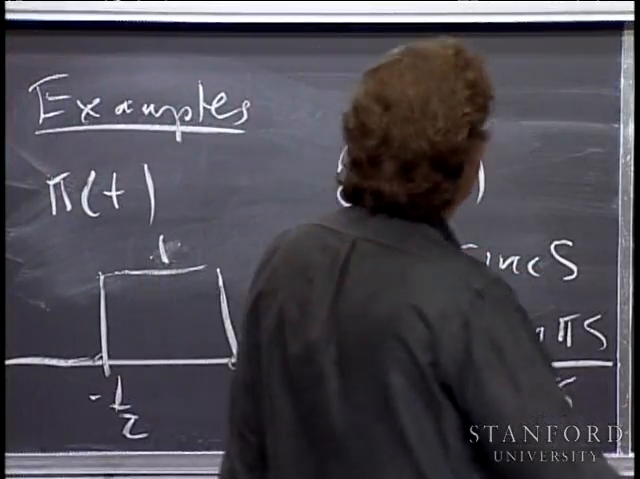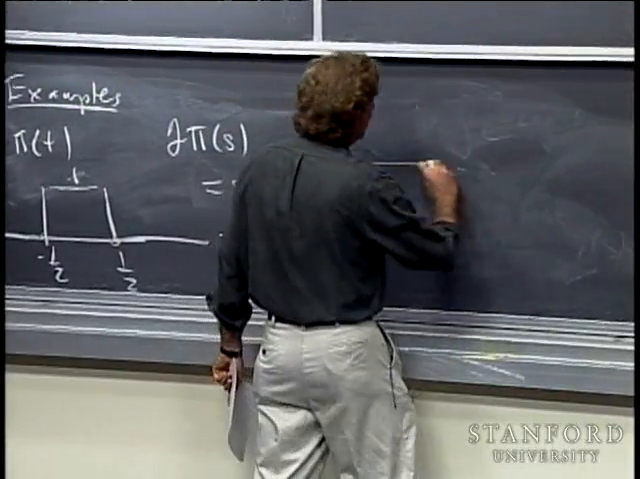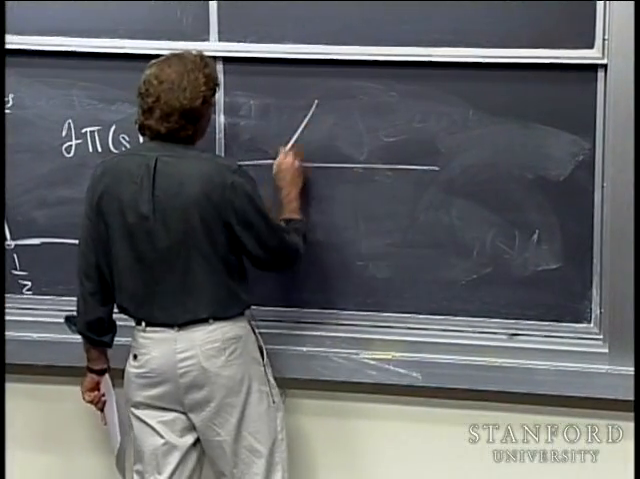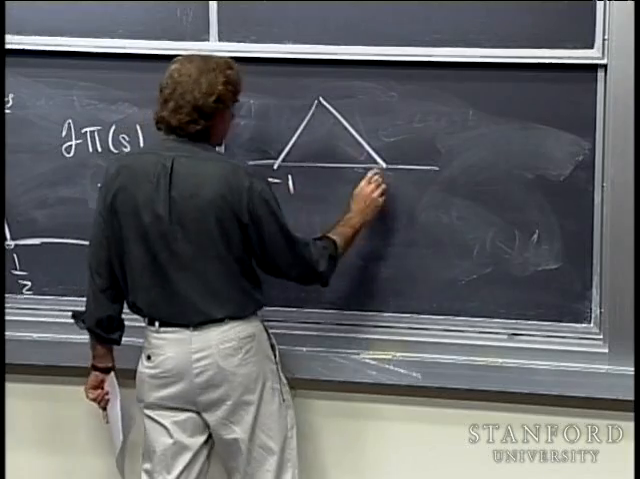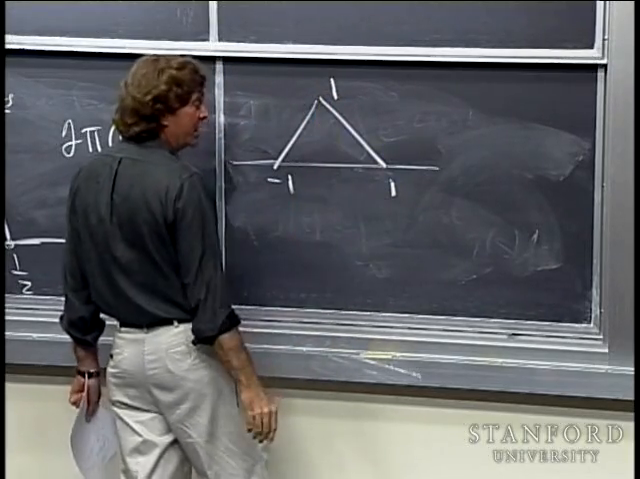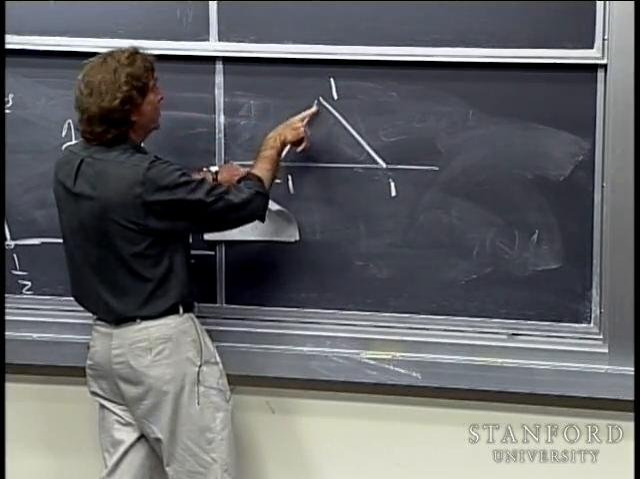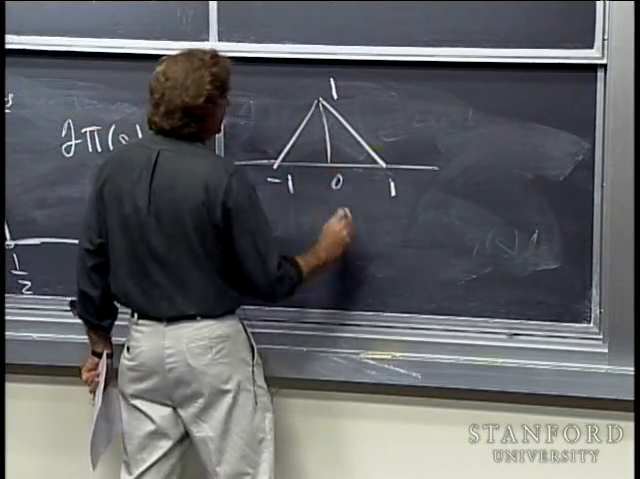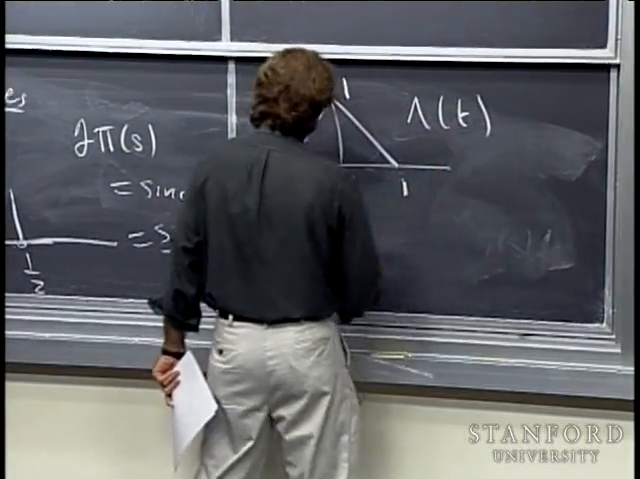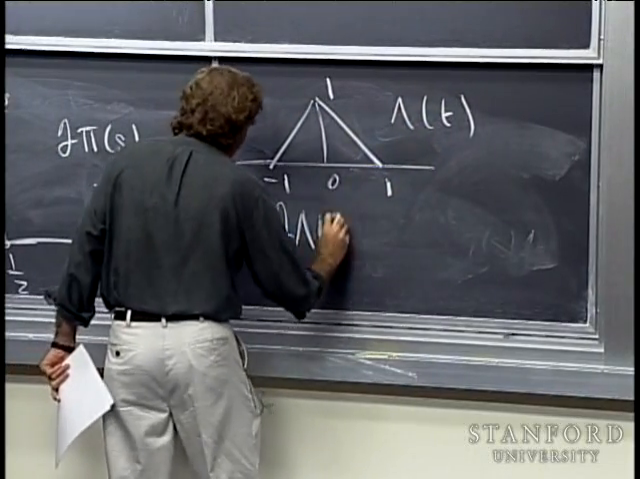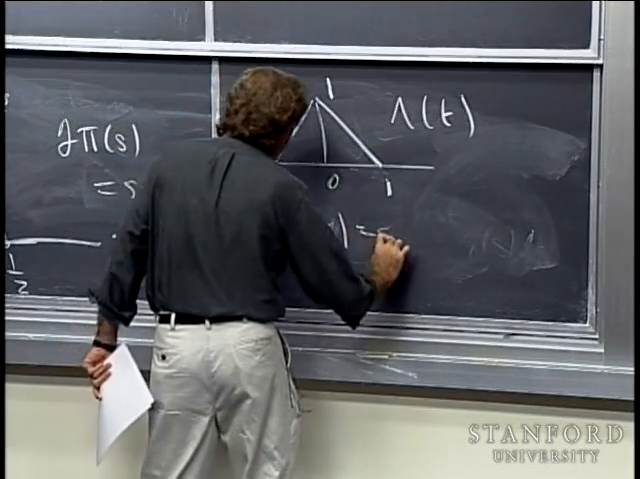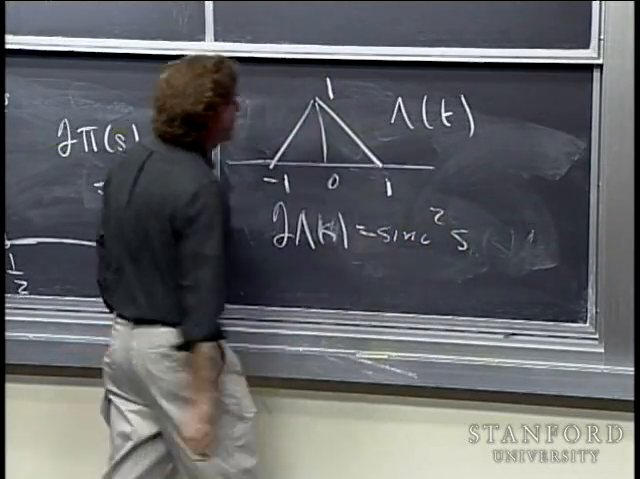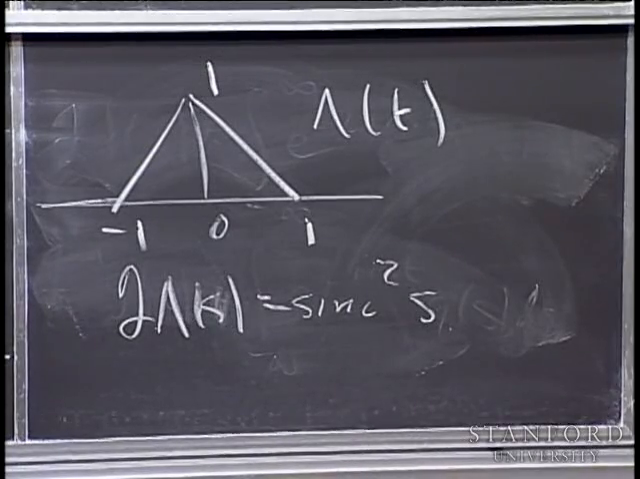The other example that we had, I didn't carry out the calculation completely, but again, it was based on just calculating the integral. In this case, you had to use integration by parts. It's the triangle function. It has slope 1, going up from minus 1 to 1, and then down from 1 to 0. That's lambda of t, and the Fourier transform there is the sinc squared. Nice result. Sinc squared of s.